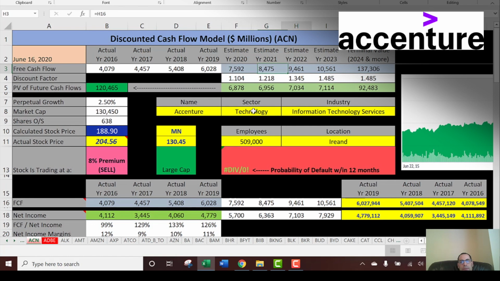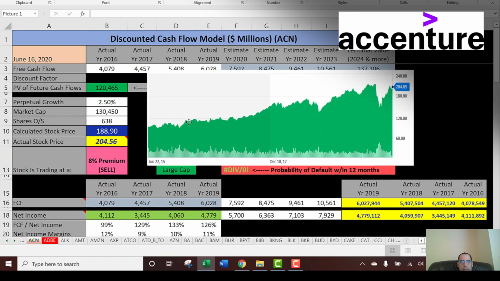So we calculated 4 years of future free cash flows. We did a terminal value, which is all years past year 4. We discounted those numbers back to today using the WACC. And the value of the company is $120 billion. And when we divide that by 638 million shares, we get a stock price of $189. It's trading at 205. So it's a sell according to the model. It's trading at an 8% premium.